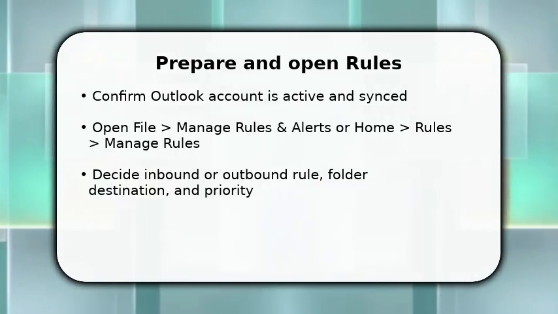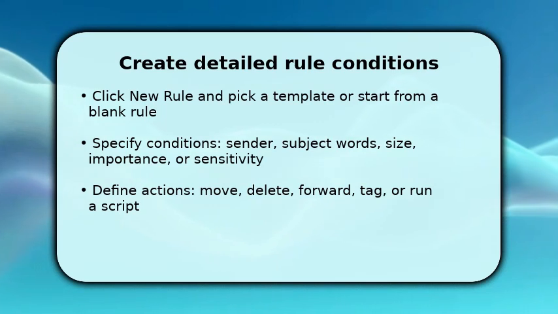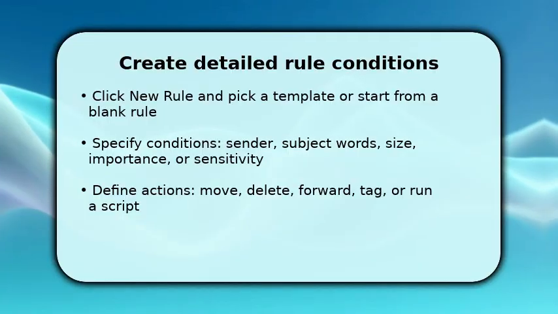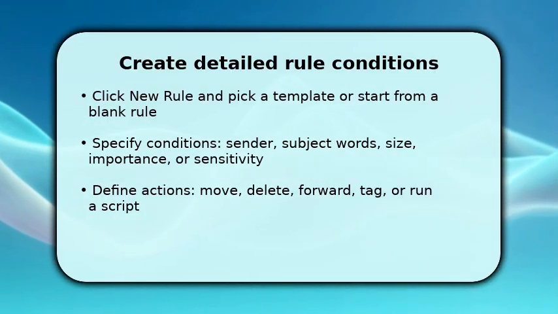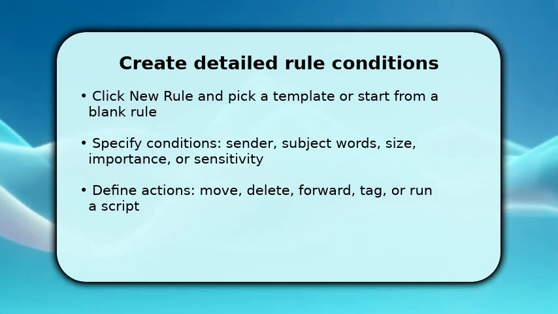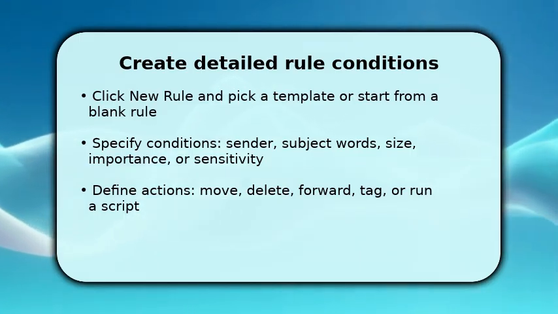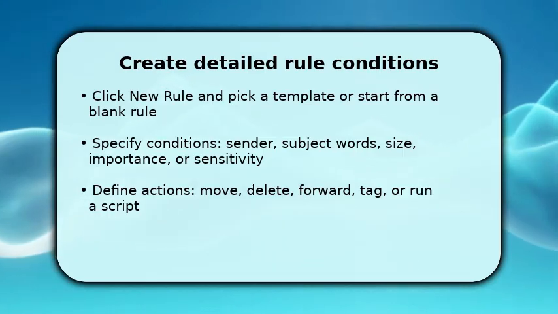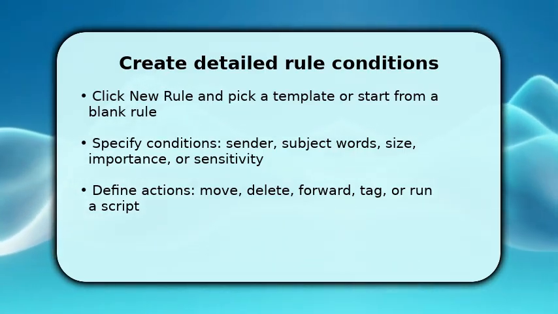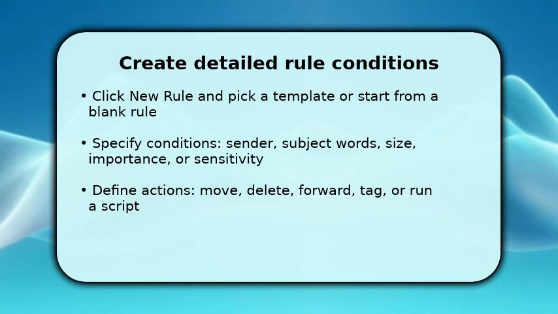Now you build the rule logic. Click New Rule and either pick a template or start from a blank rule to control every option. Add precise conditions like specific senders, subject keywords, size limits, or importance so only intended messages match. Then choose actions such as move to folder, forward, delete, categorize, or run a script. Make sure to set exceptions and test with sample messages so the rule behaves.